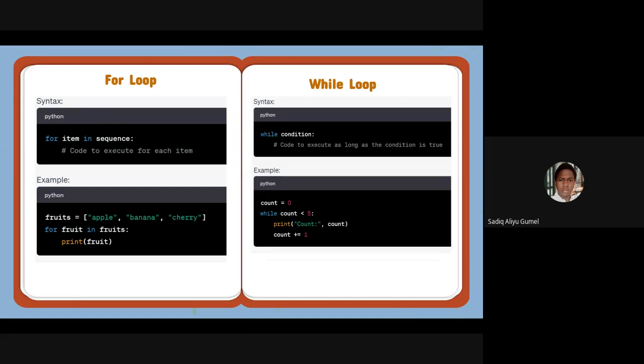Then the while loop will also check that 1 is less than 5. Then it will execute the code continuously until count is 4, which then becomes 5, which is not less than 5. Then the condition returns false, and the while loop will stop from there.